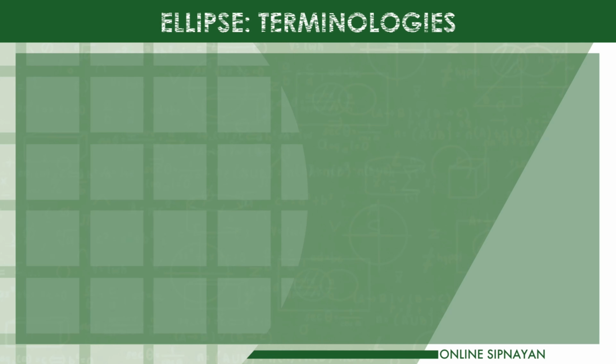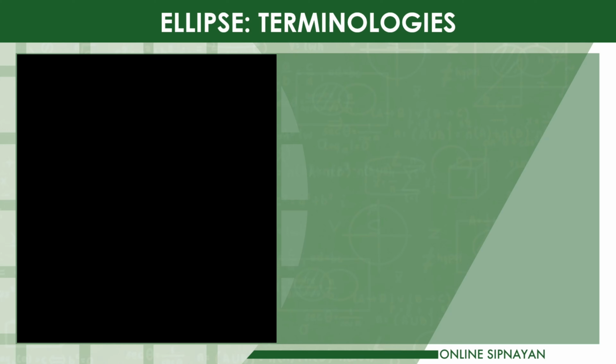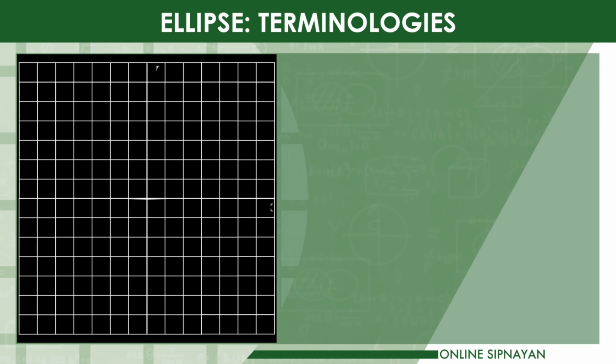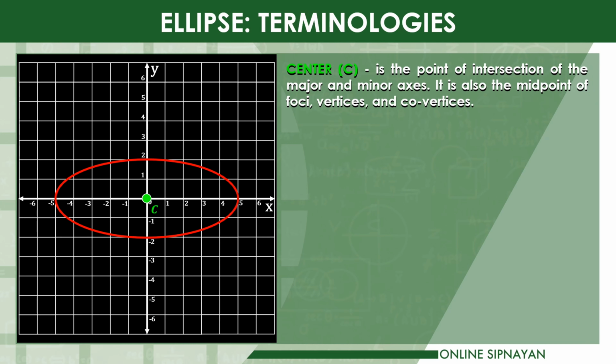Let's proceed to some terminologies that we will encounter throughout this topic. Suppose we have this graph of an ellipse and identify its parts. First is the center. It is the point of intersection of the major and minor axes. It is also the midpoint of the foci, vertices, and co-vertices. Next is the focus, or the foci, F sub 1 and F sub 2. These are the fixed points of an ellipse.